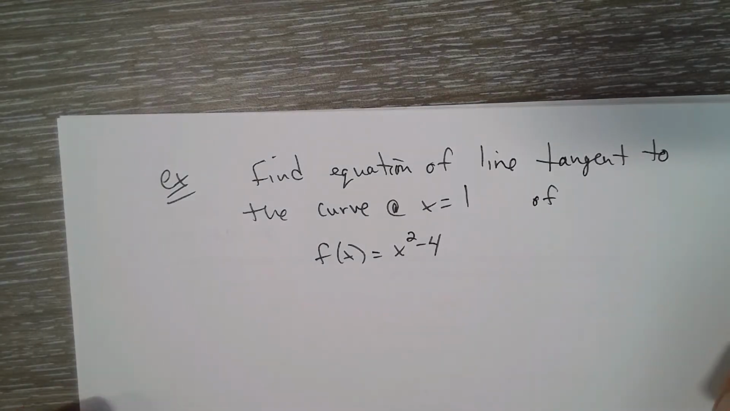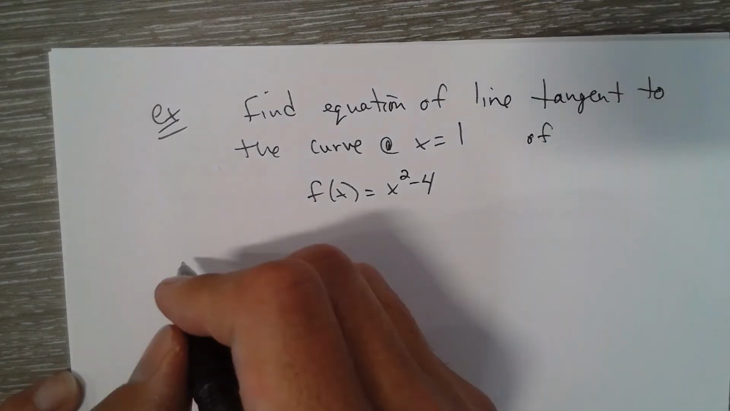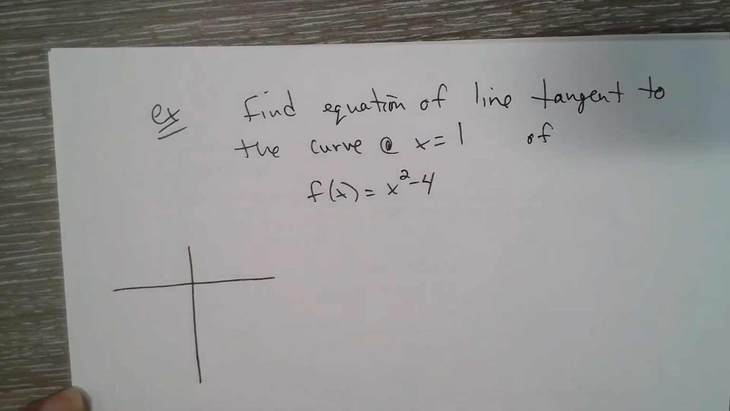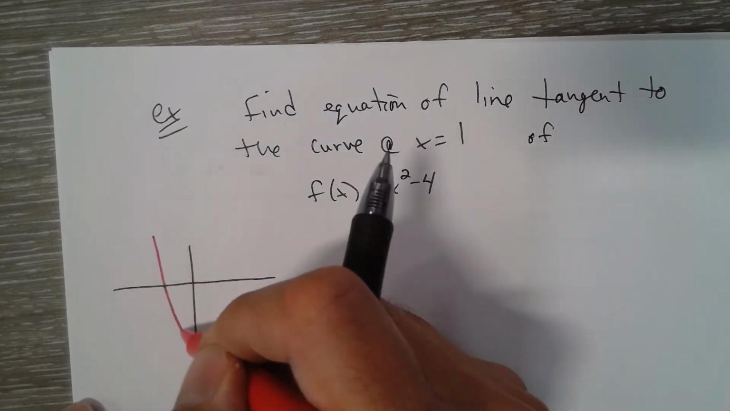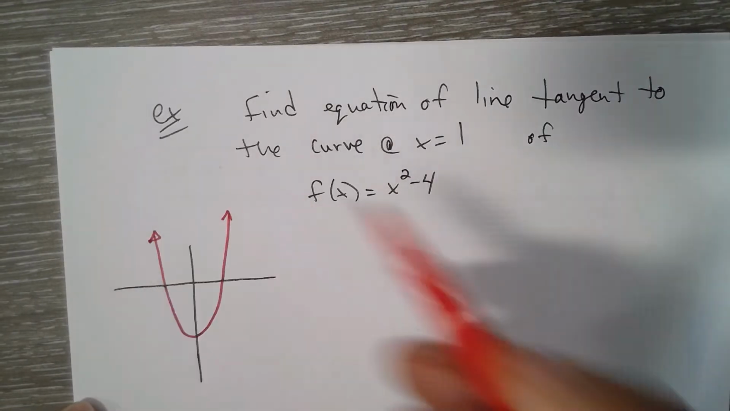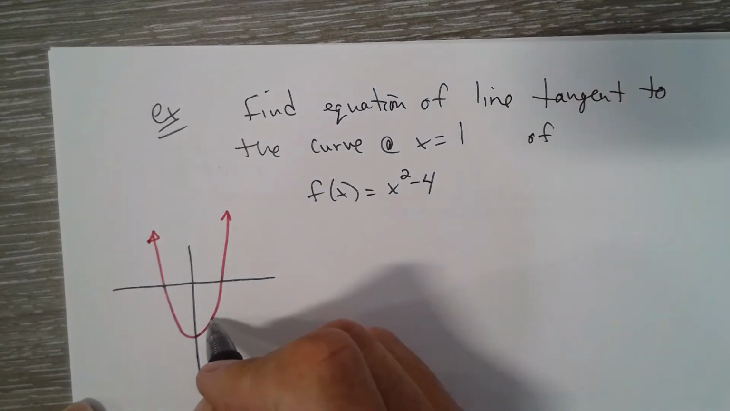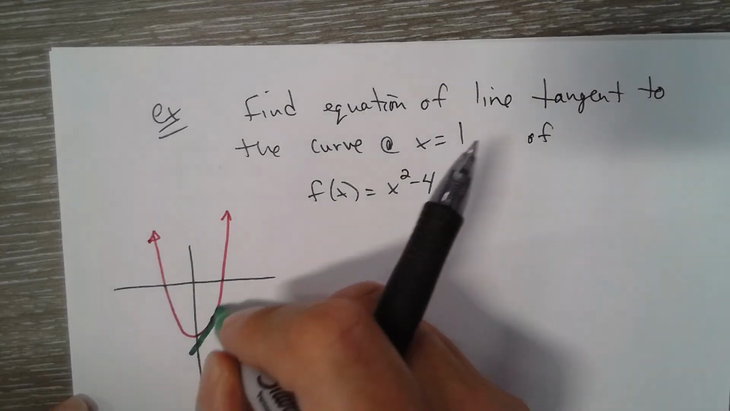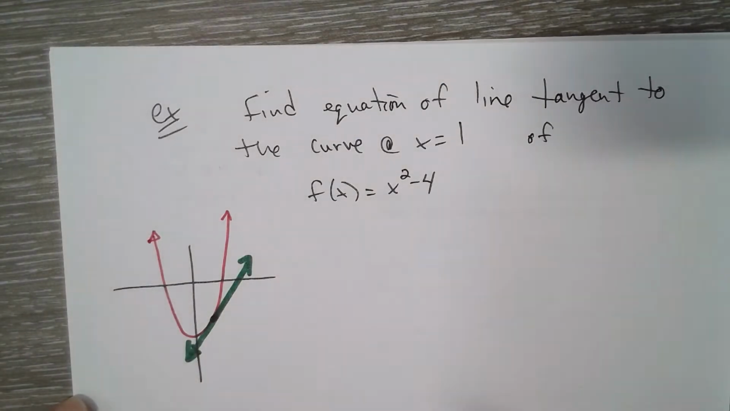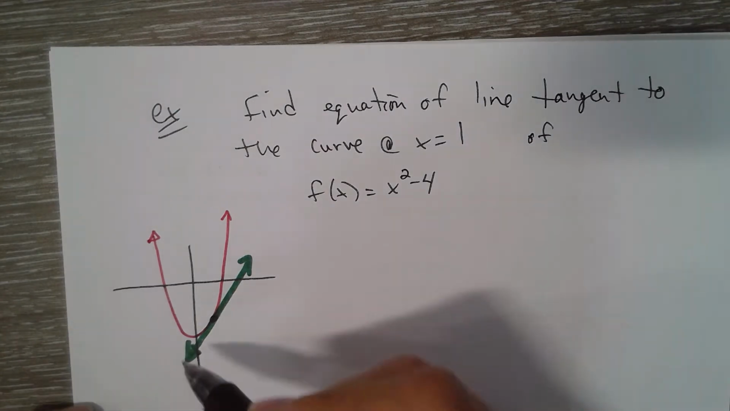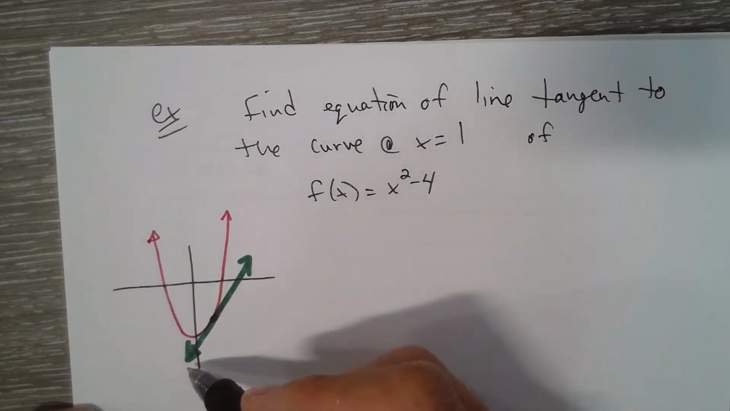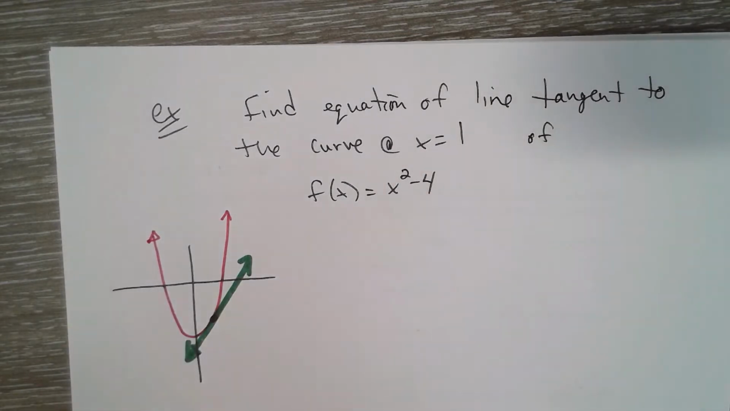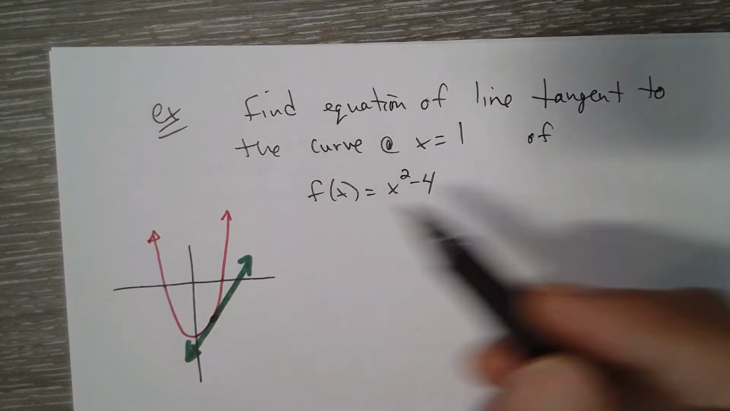Alright, so here's what we're doing graphically. We've got a parabola, x squared minus 4, that looks like this, and at x equals 1, we're at negative 3, right here. We're looking to find the equation of this line right there, the green line. That's our answer. So our answer is going to be y equals mx plus b, whatever that is. So it should have a positive slope and a negative y-intercept, but we're looking for the equation of that green line.